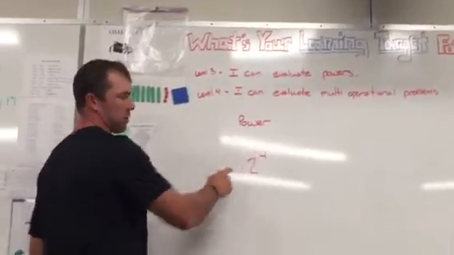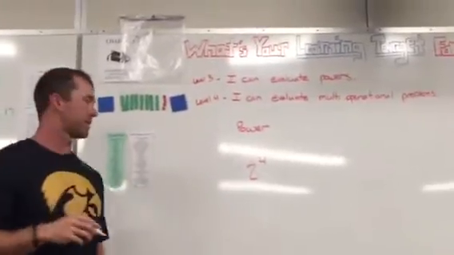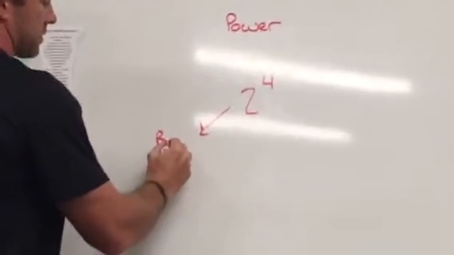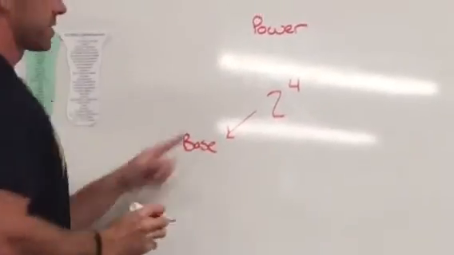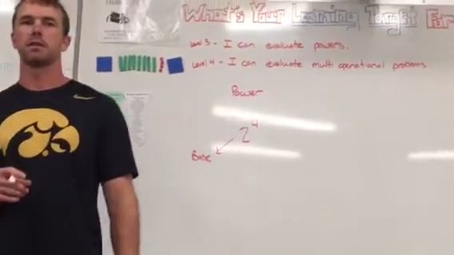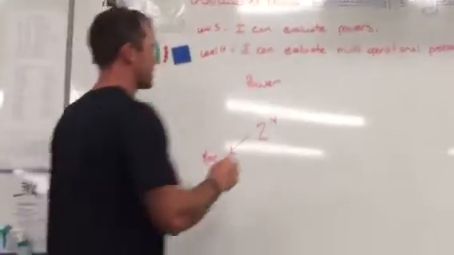What is the 2 called? The 2 is called the what? The base. Very good. So this is the base. What is this little 4 called? What do we call that little thing? Lacey? Okay. May? Exponent. Okay, good. We call this the exponent.